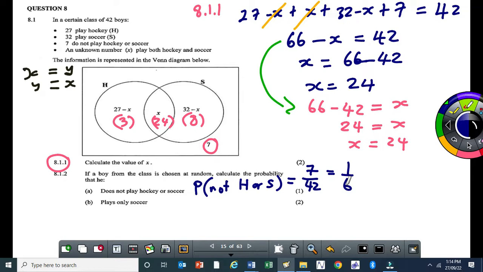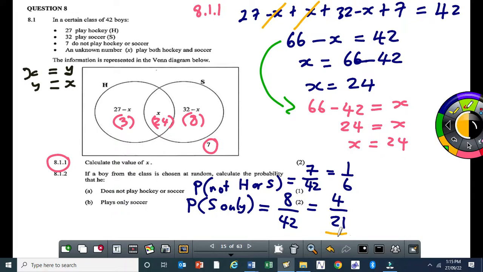Then the next one is only soccer. So this will be P of soccer only. That one is easy. Those who play only soccer are 8. So that will be 8 over 42. Now there's a common factor between 8 and 42. Let's start with the 2. 2 into 8 is 4. 2 into 42 is 21. But there is no common factor between 4 and 21. Therefore, our answer in simplest form will be 4 over 21.